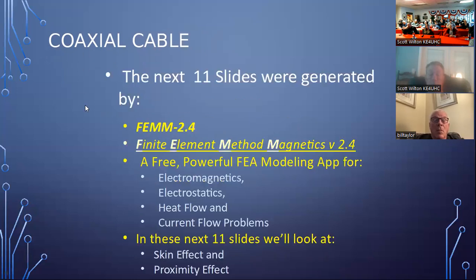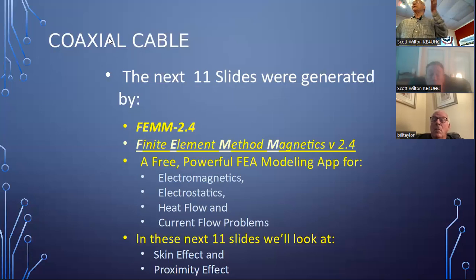Move up there, Frank. I've got 11 slides here that were generated by a finite element analysis program that I have available. It's a freebie. You could download it, you could go look for it. And it's the kind of thing that we engineers like to play with. I use something similar to this professionally at work. It does finite element analysis and modeling for electromagnetic circuits, electrostatic circuits, heat flow, and current flow problems. The next 11 slides are graphical solutions to the topics of proximity effect and skin effect. We'll try to get through them fairly quickly. Go ahead, Frank, hit them.